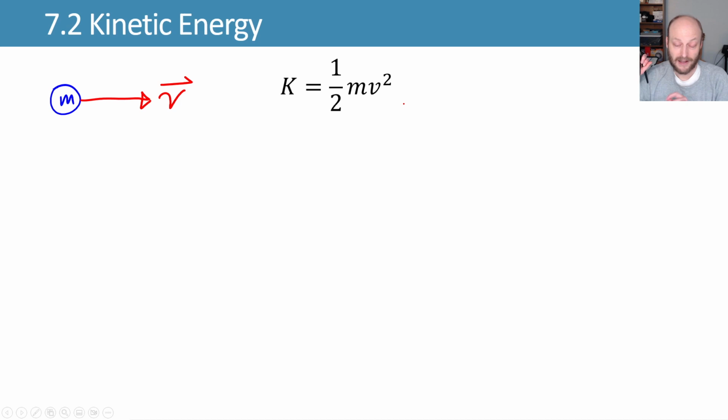This is true for classical physics. If you care about relativistic stuff with Einstein, go ahead and move on to that. For us, we're going to stick with this classical definition, 1/2 mv squared.